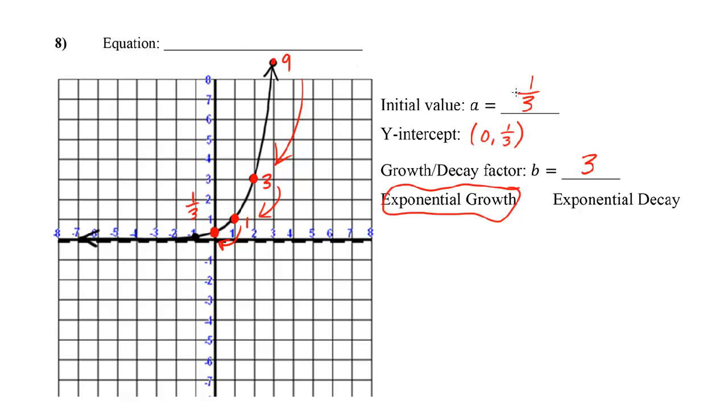So now, since we have the a and we have the b, we can go ahead and write the equation. y equals our initial value, 1/3, and then our growth or decay factor, in this case it's growth, 3, all raised to the x power. That is our equation. And if we were to try to find the next dot, this would be 1/3 divided by 3, which is 1/9. Okay, so you're kind of seeing that pattern.